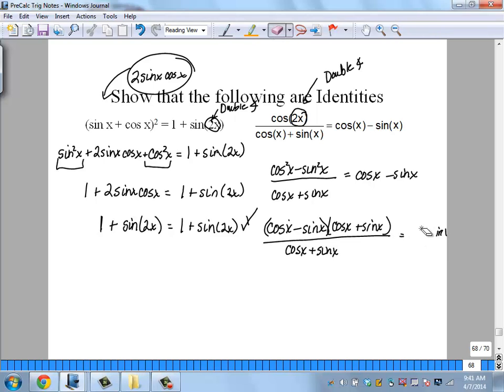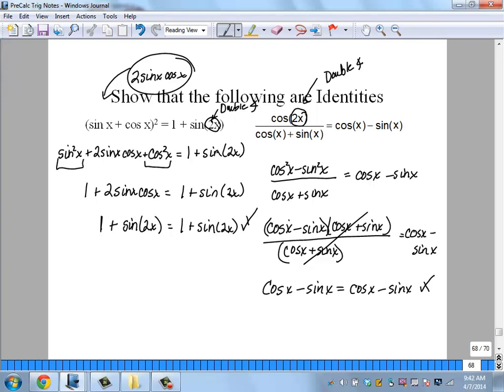I'm kind of running out of room over here, see if I can get it equals the cosine of x minus the sine of x. And when I do this, I see that these can cancel and make a 1, so I've got it to match. The cosine of x minus the sine of x equals the cosine of x minus the sine of x. And I got my identity. I proved my identity.